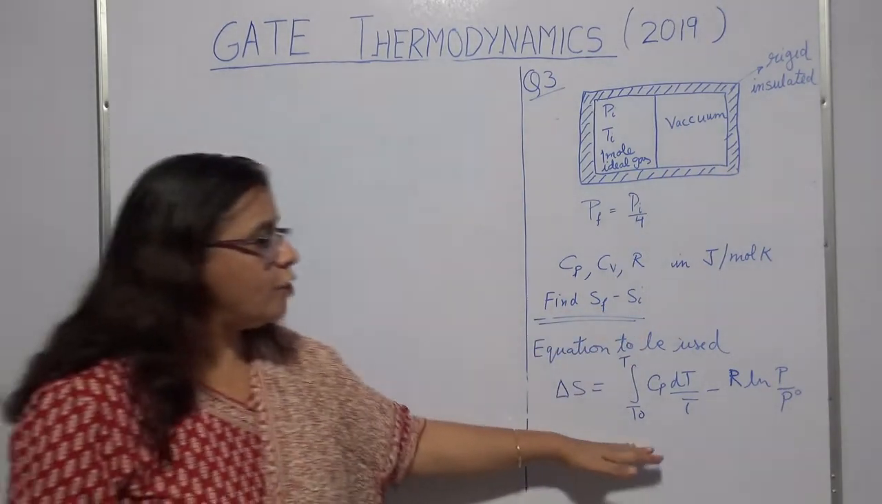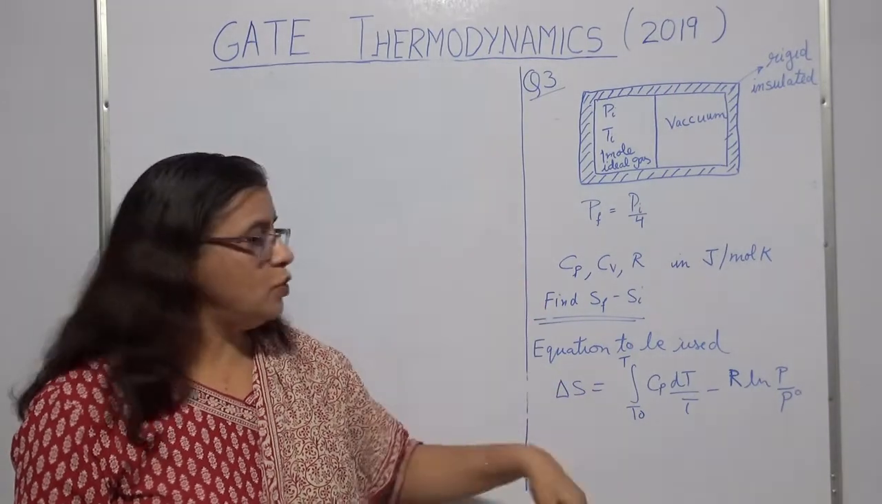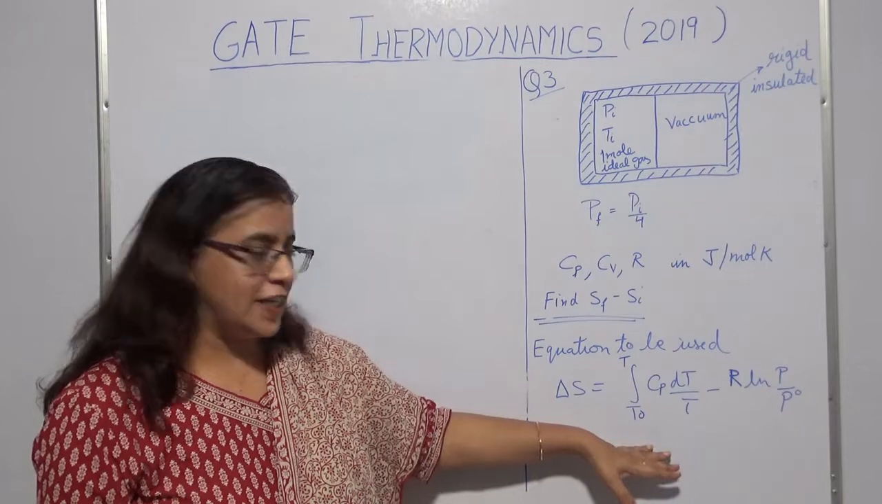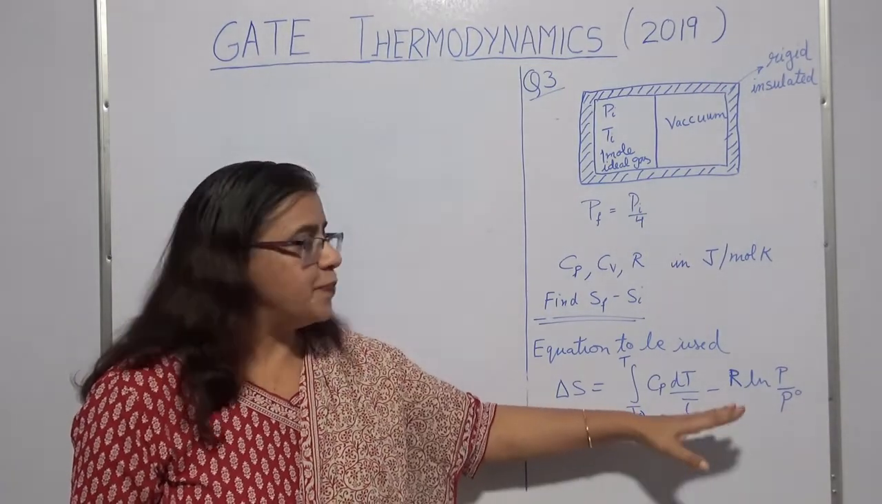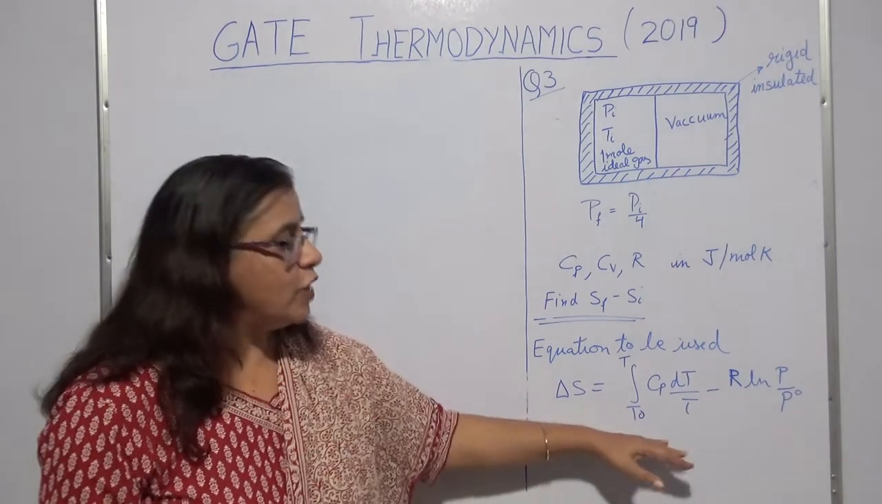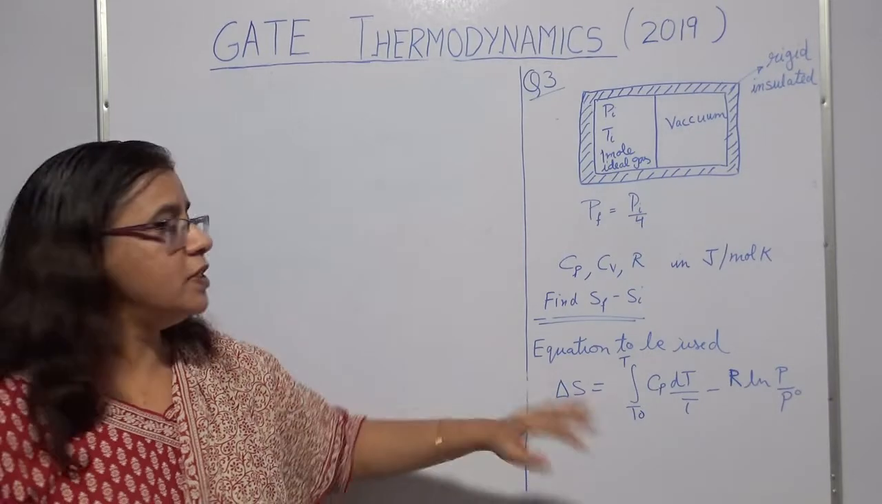Now we have all seen this in the last videos, I think of 2022, where I have derived this equation for an ideal gas. The entropy change of an ideal gas, you can derive it. It comes out to be like this. Now we are going to use this equation, but before we apply it, we will simplify it.